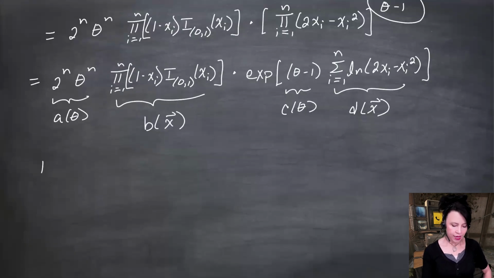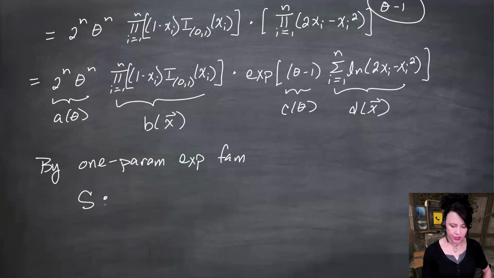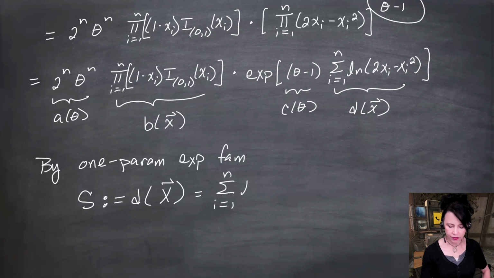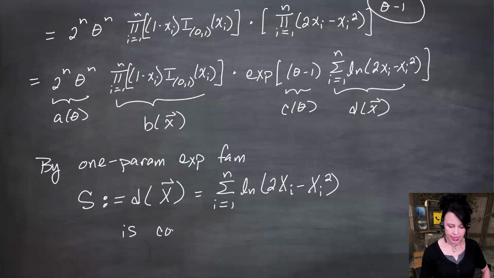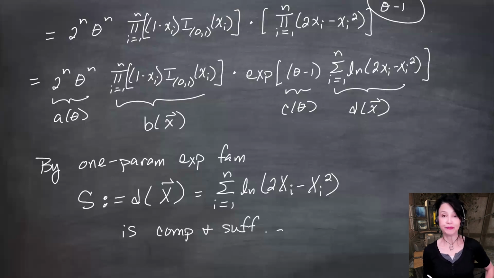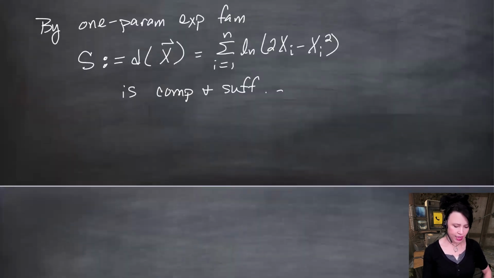Okay, so by one parameter exponential family, the statistic S that is defined to be d with the capital X's plugged in, which in this case is the sum as i goes from 1 to n of the log of 2xi minus xi squared, is complete and sufficient for this model. So we're done with step 1 of the Lehmann-Scheffé theorem. Remember, we're trying to find an UMVUE for theta itself. Okay, so step 2.